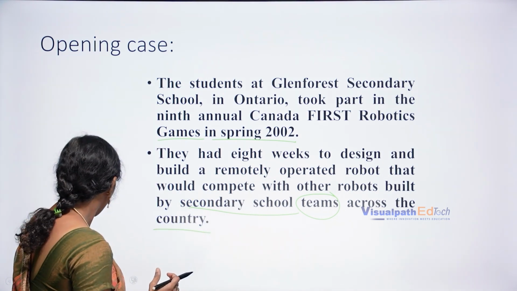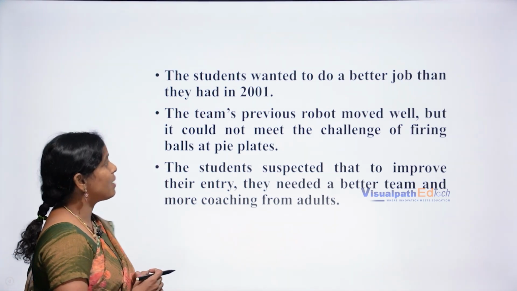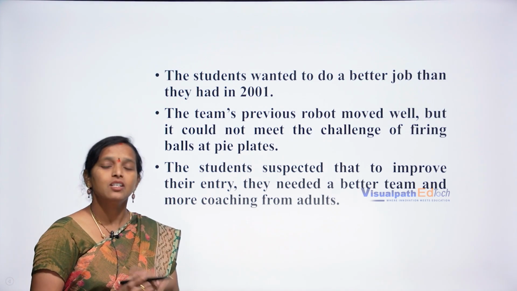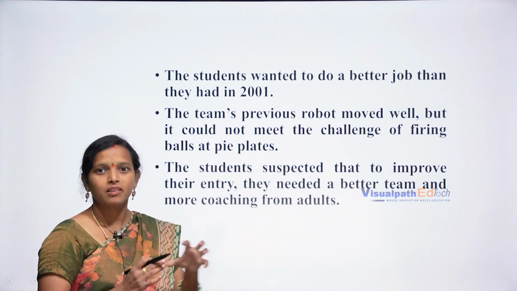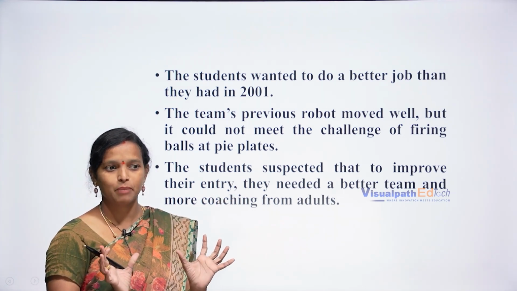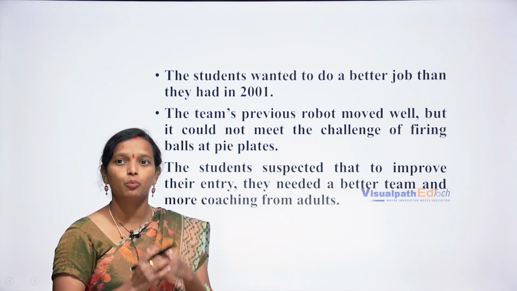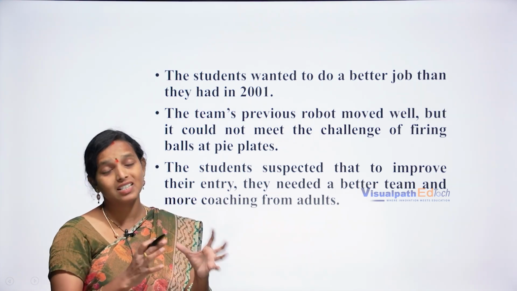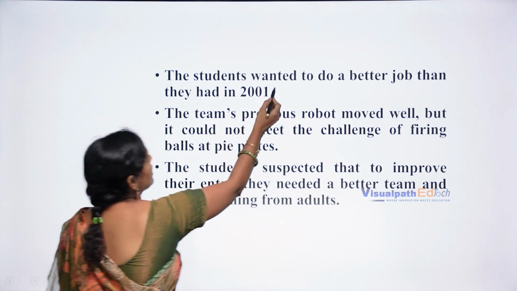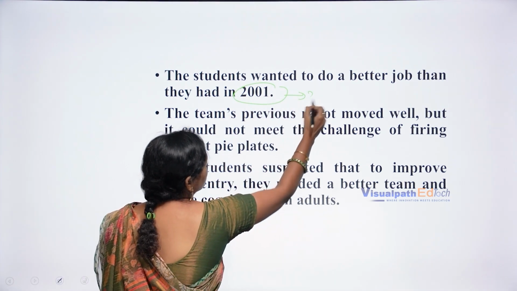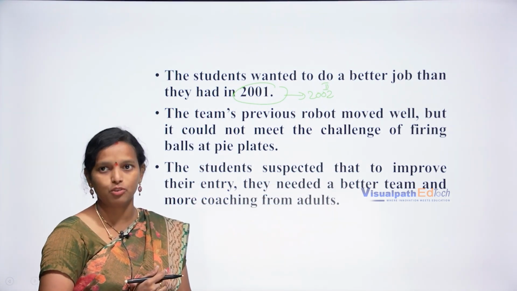Now let us see whether they have formed a team or a group. The students wanted to do a better job than they had in 2001. The year before, they had already participated in the same robotics presentation. Now, in the second year, they want to participate more efficiently in the design of robotics. So now it is 2002, and this is the second time they are going to participate in the same conference on designing robotics.